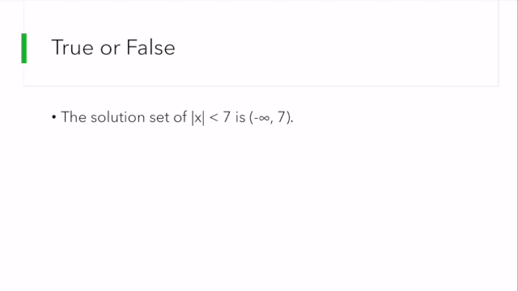Next, the solution set of the absolute value of x is less than 7 is negative infinity to 7. So remember, the absolute value takes any number and makes it positive. Why? Because we're measuring distance on the number line. So let's draw ourselves a nice little number line. Is that 7?